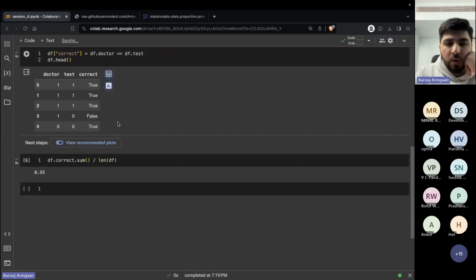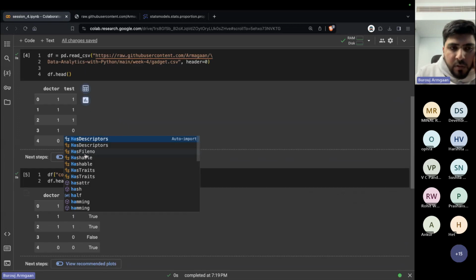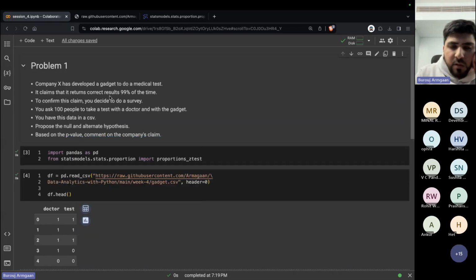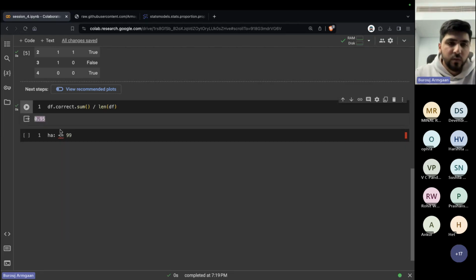So we have to develop two hypotheses, the null hypothesis and the alternate hypothesis. The null hypothesis is obviously that everything is as expected, that is the gadget works 99% of the time. The alternate hypothesis will be that my gadget gives correct results less than 99% of the time, while we observed 95%, so we have to test against this one.